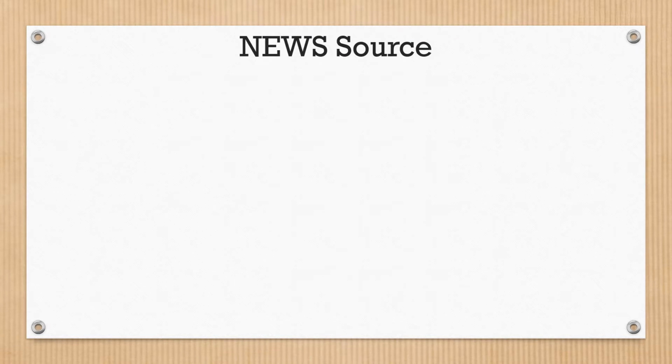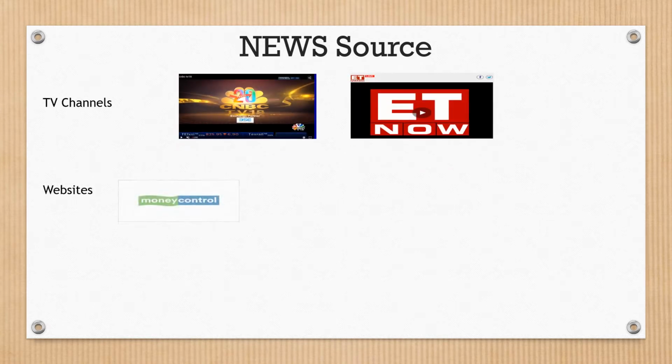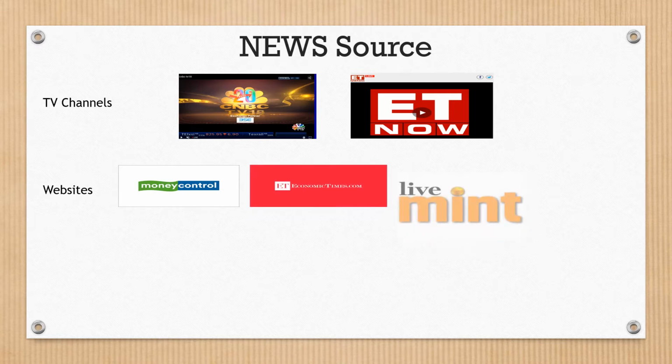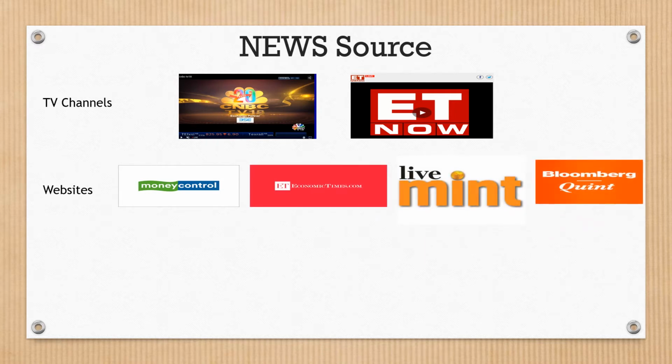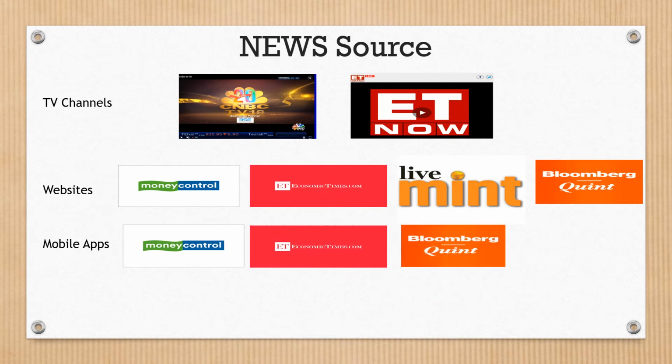We'll see where you can access business news. TV channels like CNBC and ET Now, websites like Money Control, Economic Times, Live Mint, and Bloomberg Quint. And the same information you can access through mobile apps as well, like Money Control, Economic Times, Bloomberg Quint, and through Pulse. I need to mention this Pulse is a news aggregator app where you can access all the business news in a single app, which is developed by Zerodha.